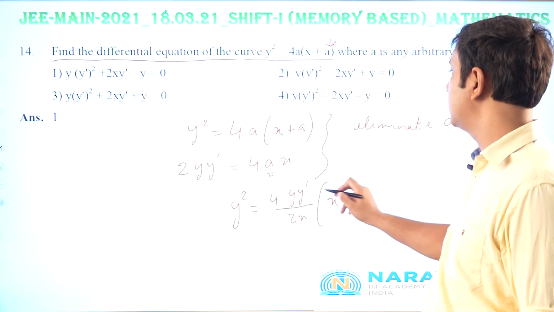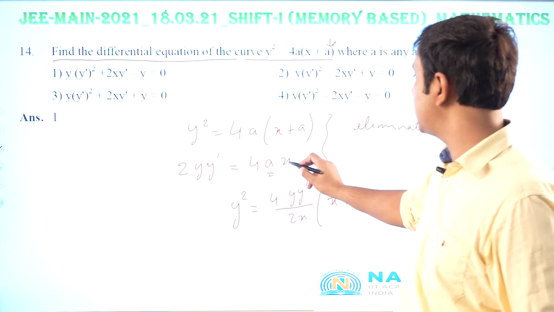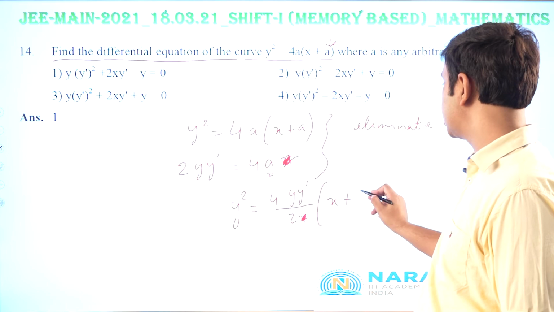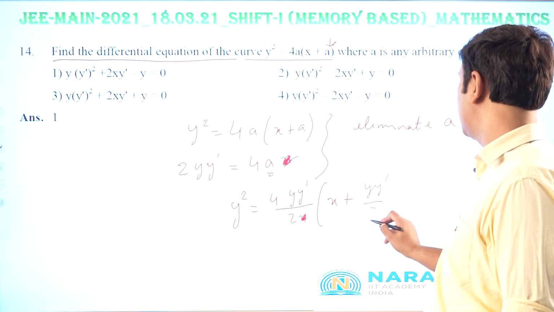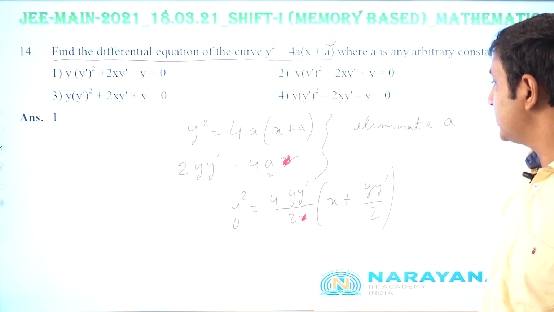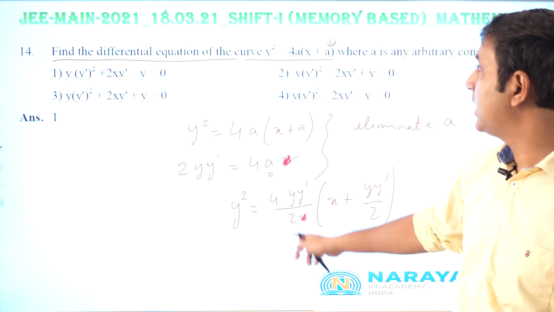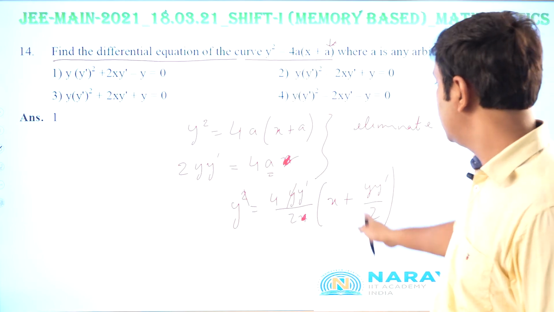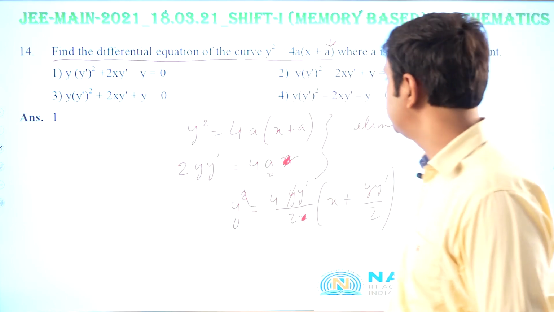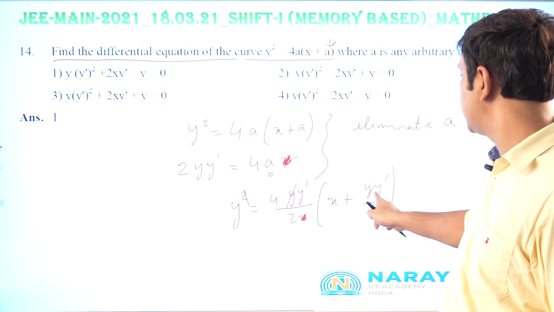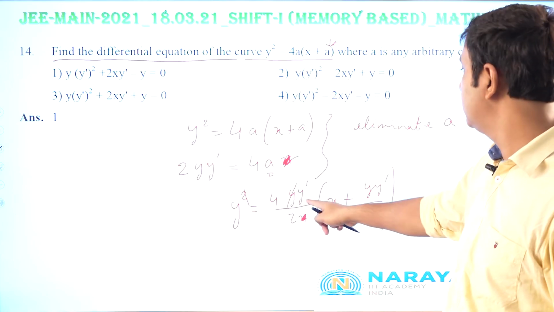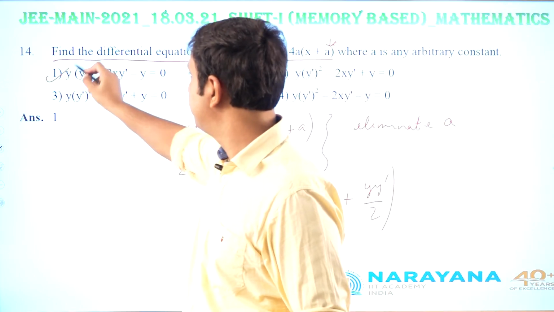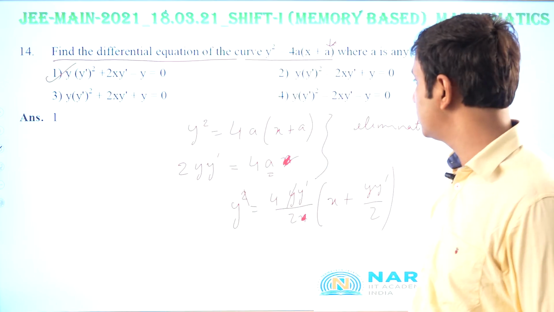actually x won't be here, so yy dash by 2, x plus yy dash by 2. Notice we'll multiply everything, we'll cancel this y and we'll mark the option. Here we are getting y dash whole square into y. This option is matching. And hence we'll move on to the next question.